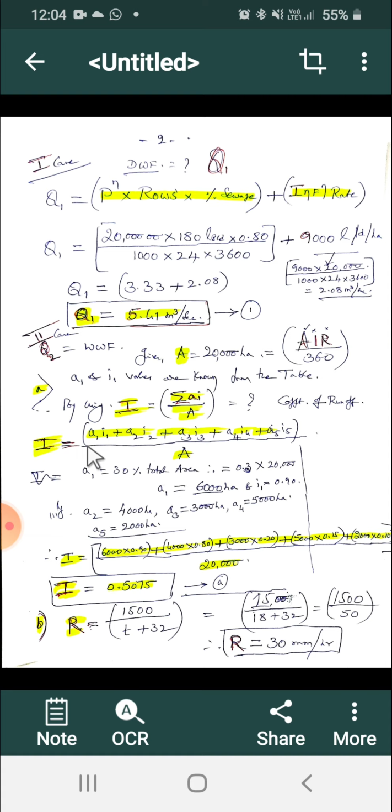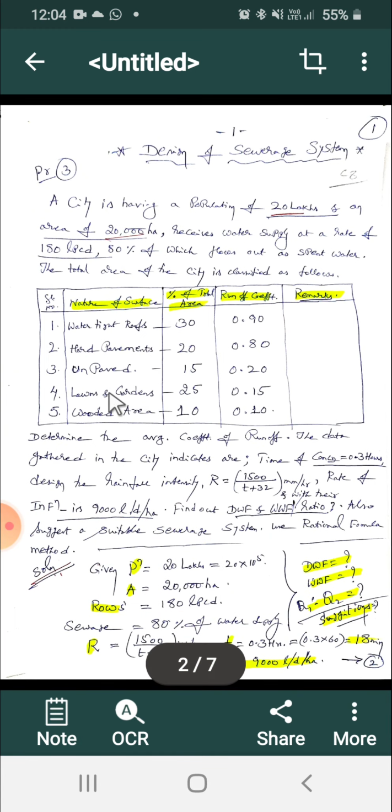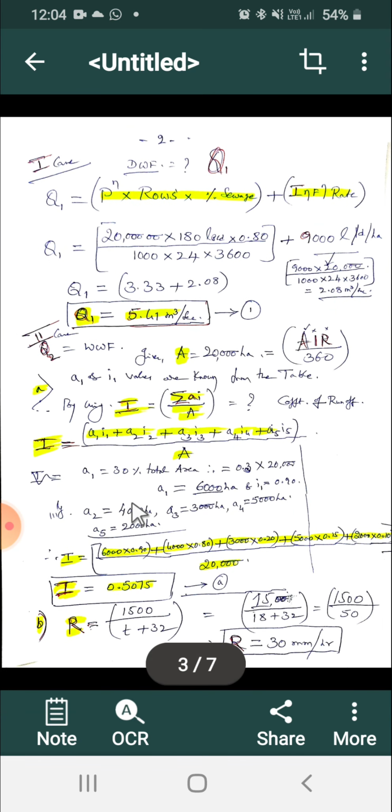Okay. What is A1? A1 is nothing but the area. See how much they have given in the problem. It is 30%. That 30% into total area, that is 30 into 20,000 divided by 100. 30% means 0.3. Into 20,000, we will get how much? 6,000, the A1 value. And then I1 value, I1 is also known. Okay, we know I, and then this is small A1.